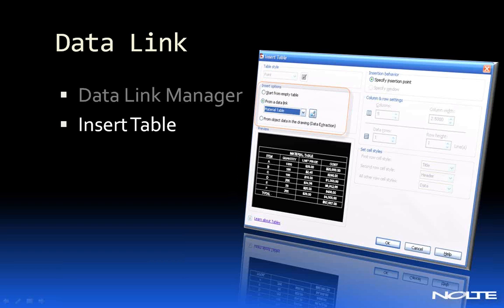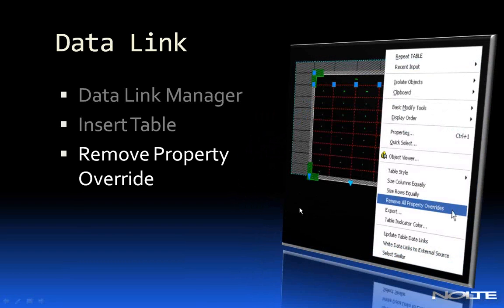Once you bring that in, one thing we're going to see is it copies the formatting, so your text is going to be real puny here. I can't read that. So what I do is I select the table, right mouse click, and there'll be a command there to remove all property overrides. And this removes all of the cell formatting that came across from the Excel spreadsheet.